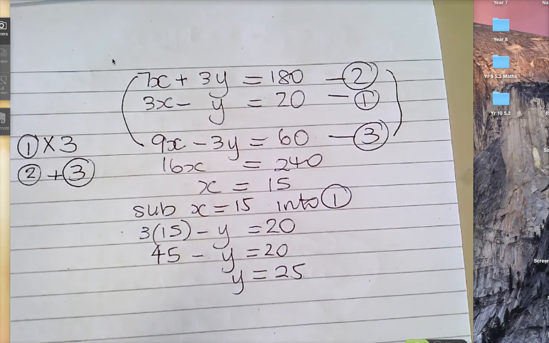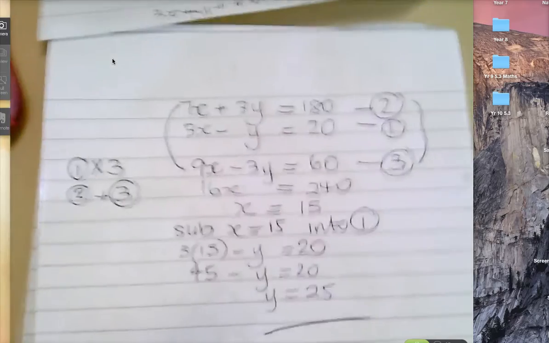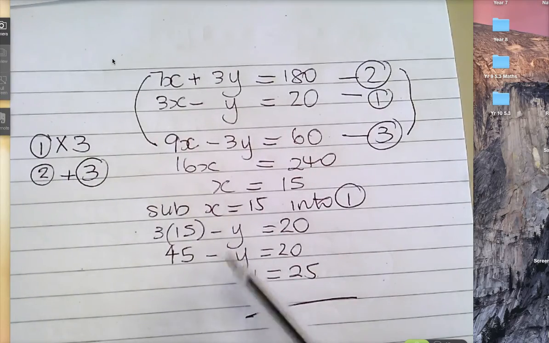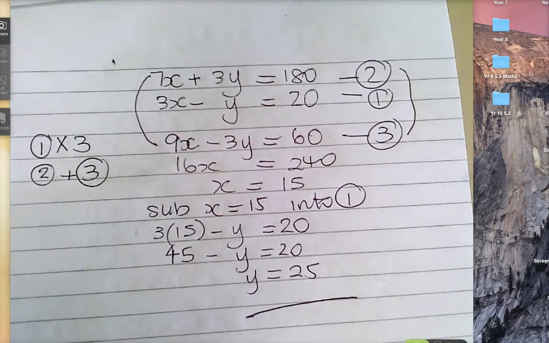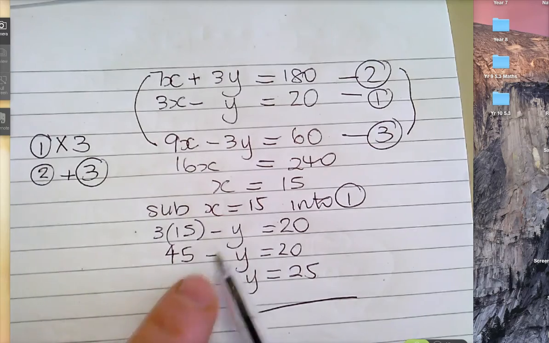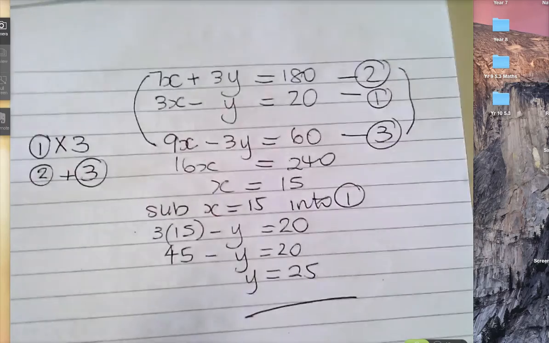Now we need to do some harder ones. These are not the hard ones. Sorry? 45. Someone get me my charger. Shh. Girls, yes. And then the minus y has to go to the other side too. 45 minus 20. Shh.